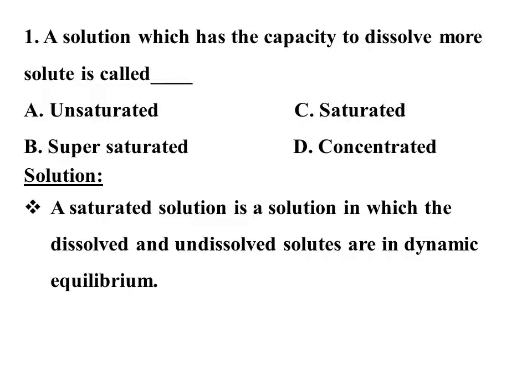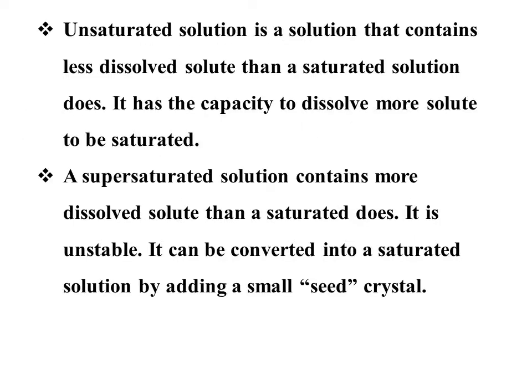Question number 1. A solution which has the capacity to dissolve more solid is called A. Unsaturated, B. Supersaturated, C. Saturated, D. Concentrated. Solution: A saturated solution is a solution in which the dissolved and undissolved solids are in dynamic equilibrium. An unsaturated solution is a solution that contains less dissolved solid than a saturated solution does. It has the capacity to dissolve more solid to be saturated.